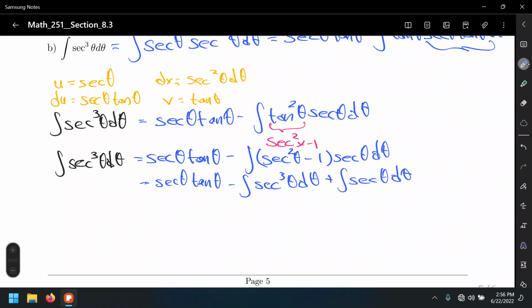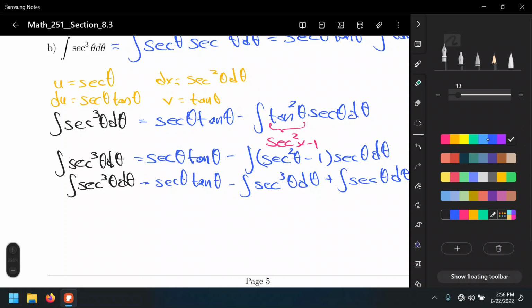Alright, and that equals the integral of secant d theta. Alright, what do we have over here? Isn't it the original problem again? Should we do another integration by parts and then keep adding more terms and never ending the problem? Well, no. Treat this like an equation.